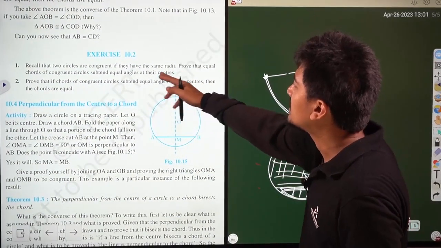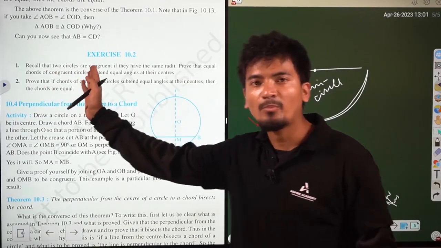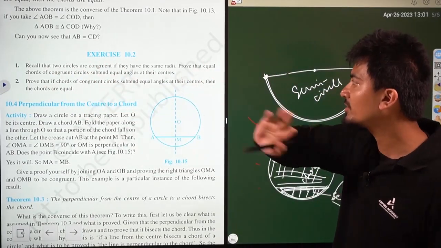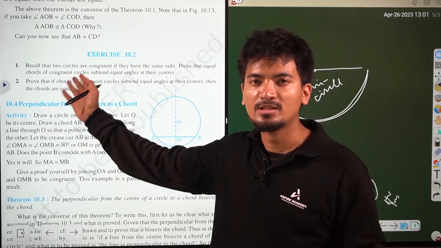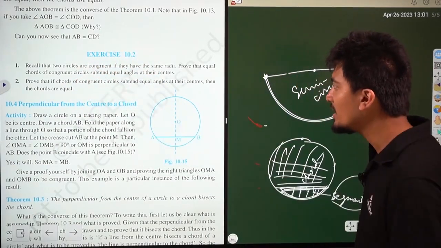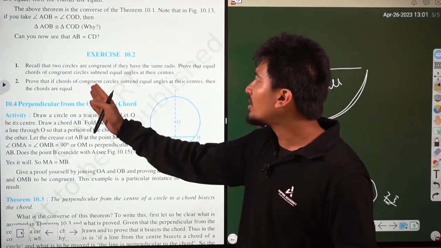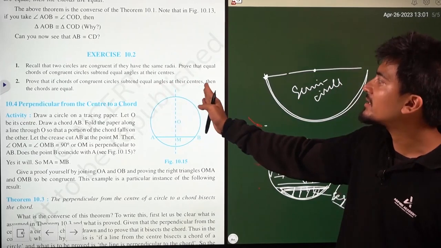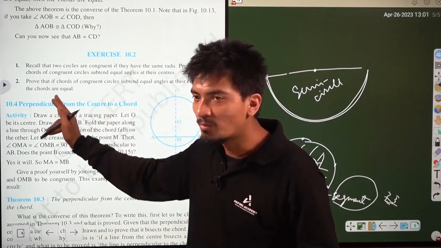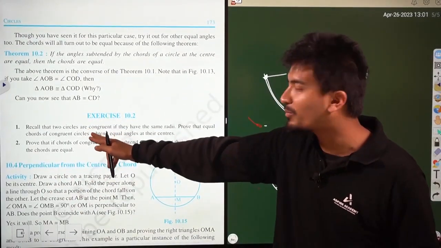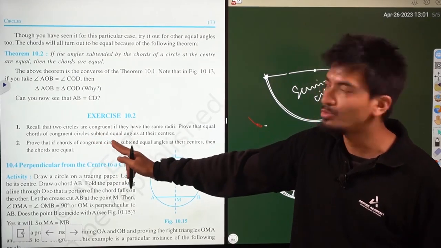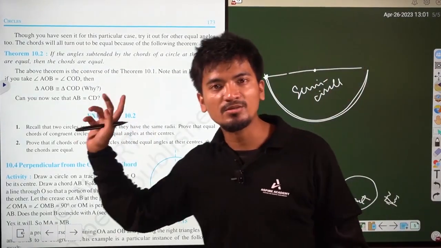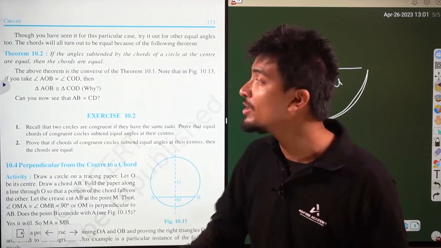This is just theorem 10.1. So I will not do this, just do it as your homework because this is nothing but theorem 10.1 only. Prove that if chords of congruent circles subtend equal angles at the center, then the chords are equal. Both these are theorem 10.1 and theorem 10.2. It is given as an exercise also, so please do it as your homework.